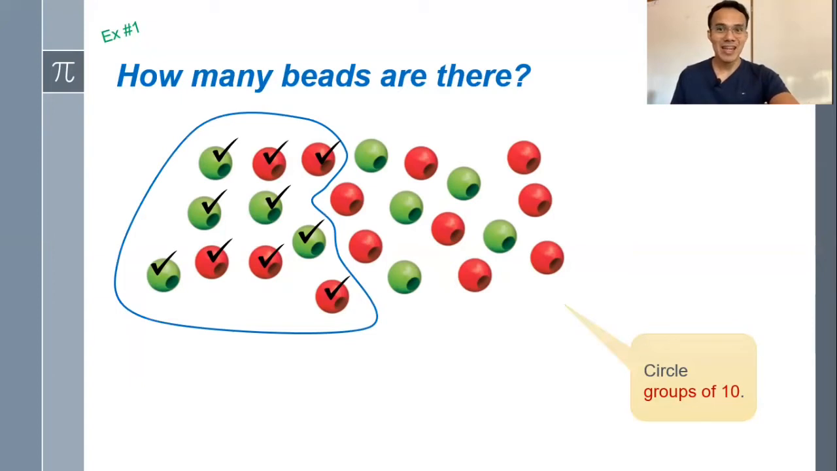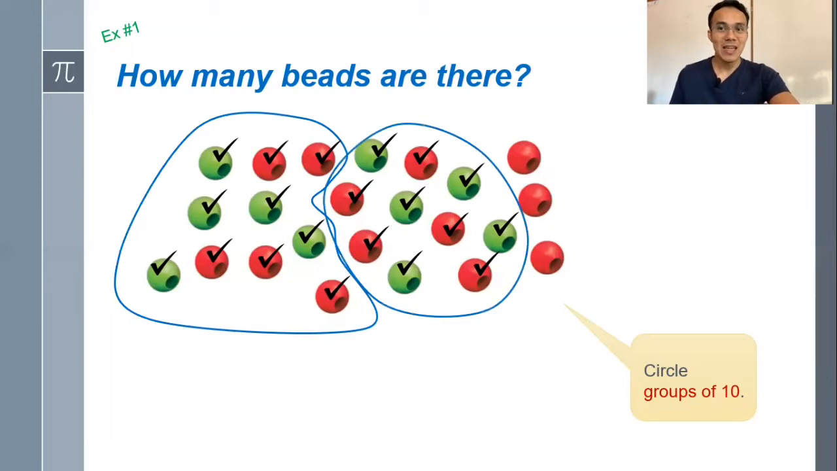Did you get that? All right, let's move on. Let's count another 10 beads. 1, 2, 3, 4, 5, 6, 7, 8, 9, and 10. Again, we are going to draw a big circle around these 10 beads. And we have 3 more beads outside. Are we going to draw a circle around them? The answer is no, because we can only draw a circle if there are 10 objects.